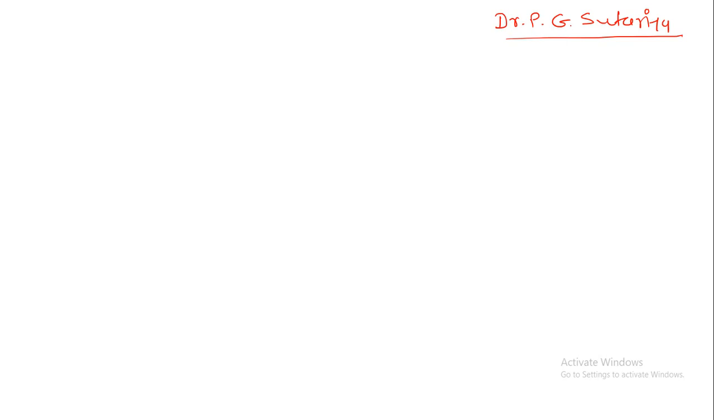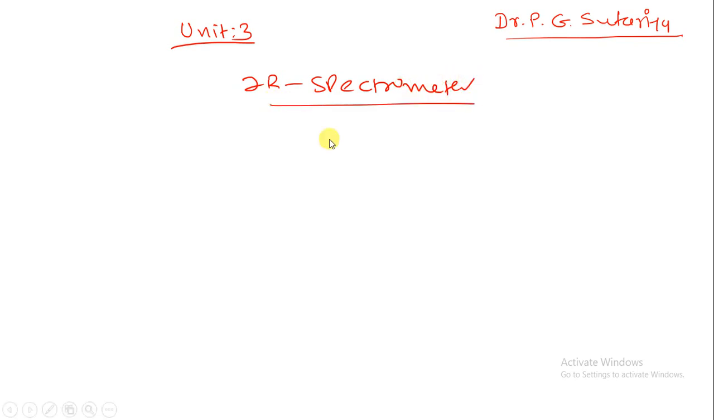So today we are going to learn a new topic under the IR spectroscopy unit. Now we have started the third unit, that is our IR spectroscopy, in which we have completed 2 lectures. In today's lecture we will see about the IR spectrometer. So this is the instrument part of the IR spectrometer.